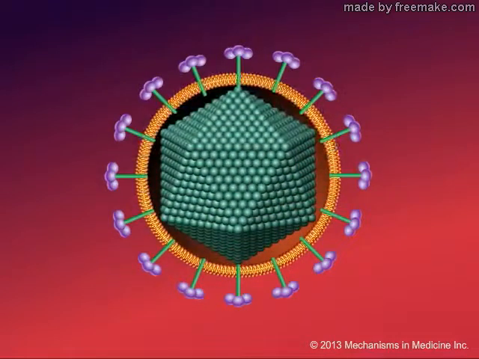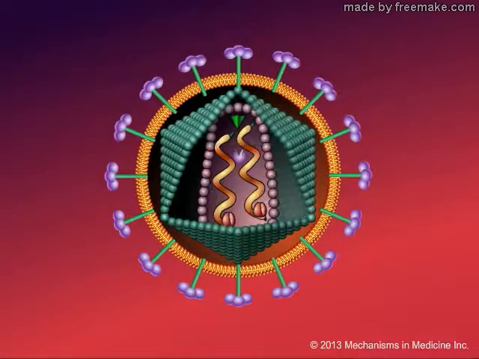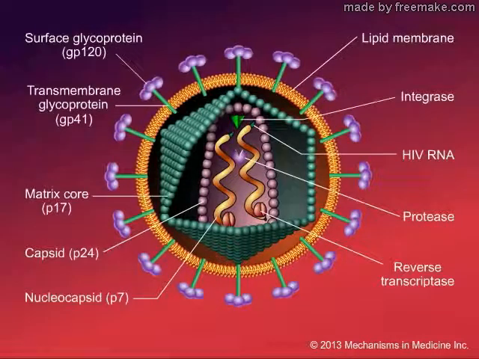You can also see the matrix core, which exists in the symmetrical shape of an icosahedron. You can see that the structure of HIV is very, very complex. There is a lipid membrane, and from that lipid membrane you can see that the spikes protrude outward. These include the surface glycoprotein, which is GP120, as well as a transmembrane glycoprotein that is termed GP41. The matrix core, the capsid protein, and the nucleocapsid protein all underlie the outer layer of the virus.